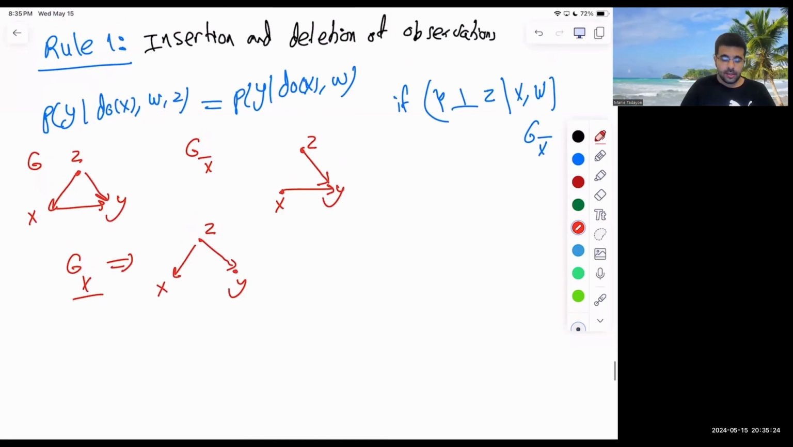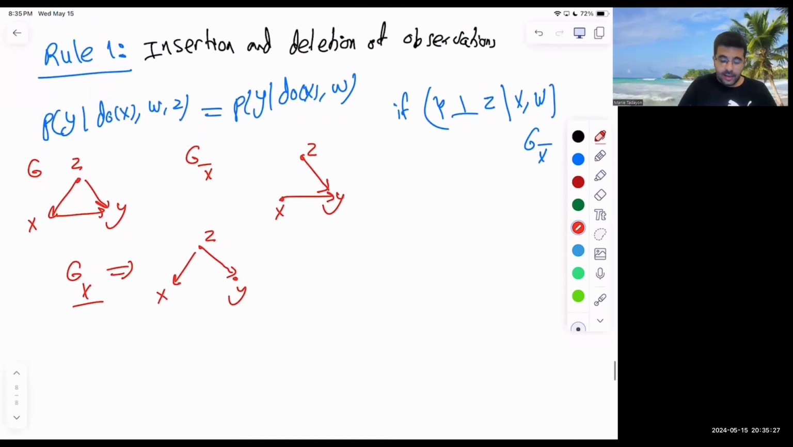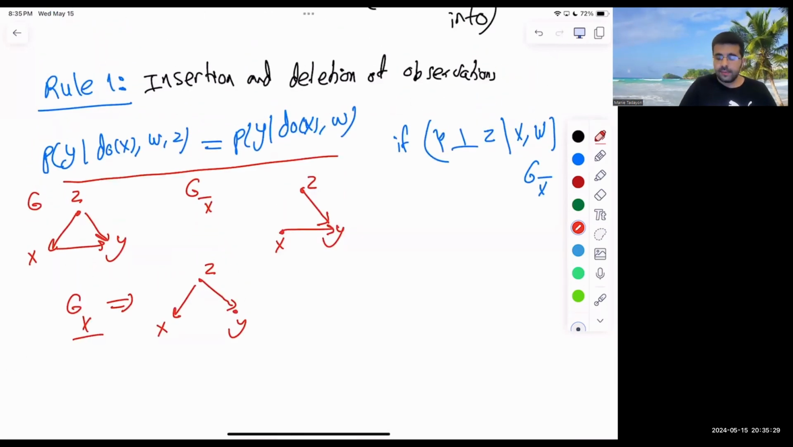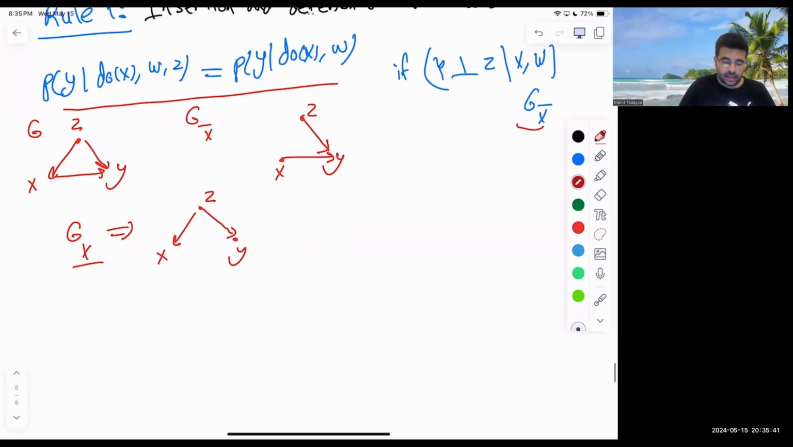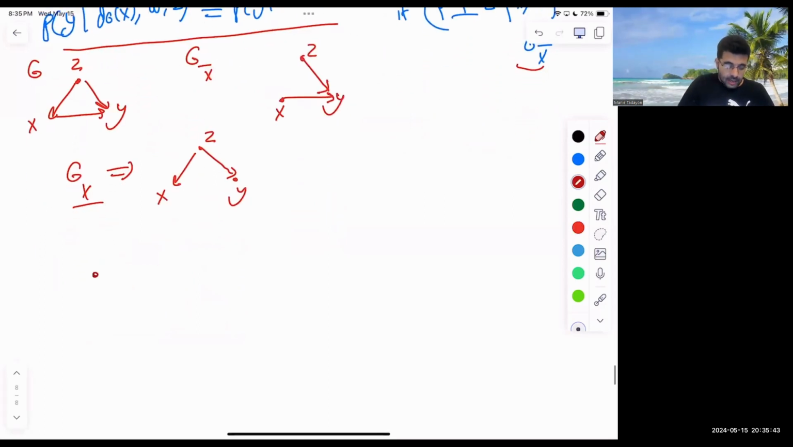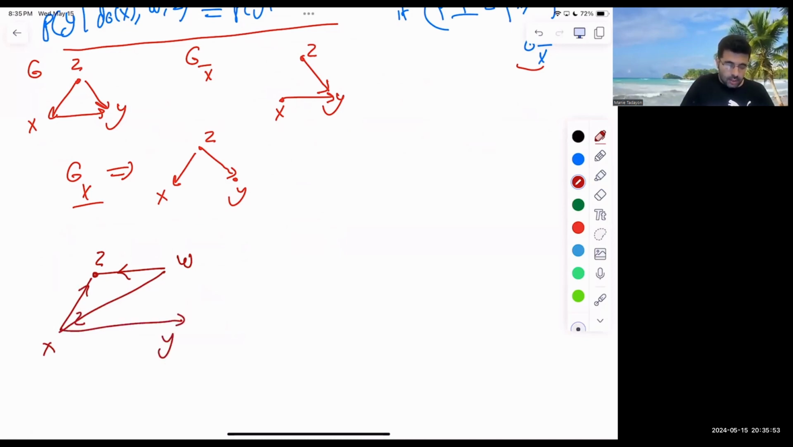So now that we understand this, it says that this expression is valid if you take a modified graph and remove any edge pointing to X, and then after that, you realize that Y and Z are d-separated given X and W. Let's take a look at an example, a little bit more complex graph. Z, W, X, this goes here, this goes here, this goes to Y, and then this goes here.